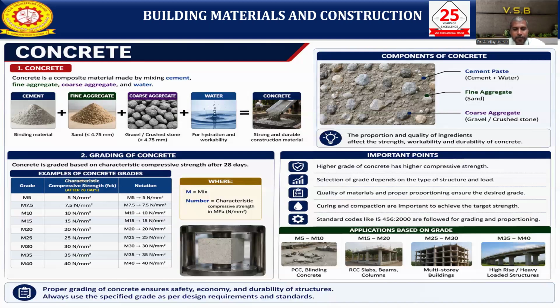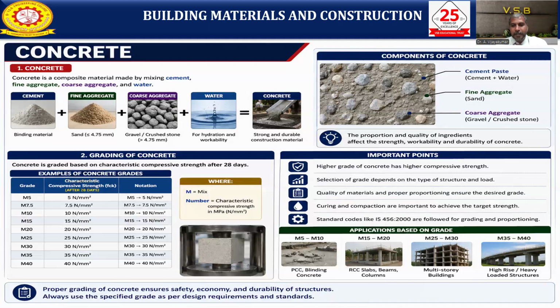Here the letter M stands for mix. The number is the characteristic compressive strength in megapascal or Newton per mm square. We can note down that a high grade of concrete has high compressive strength. Selection of the grade depends upon the type of structure and the loading condition of the structure. Quality of the material and proper proportioning ensure the designed grade. Curing and compaction are important to achieve the target strength. Standard codes like IS 456 are followed for different grading and proportions.